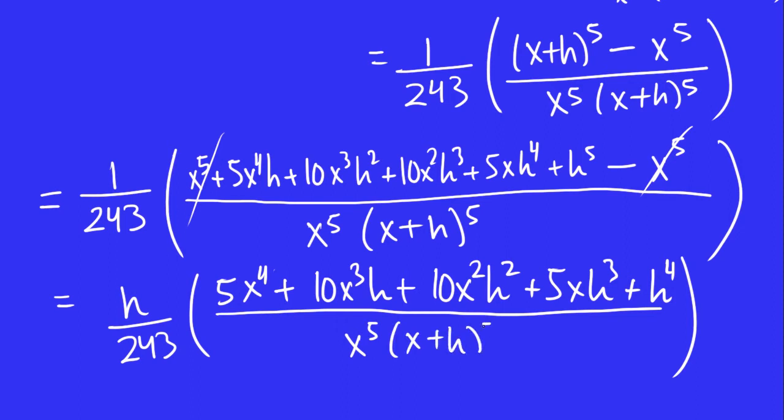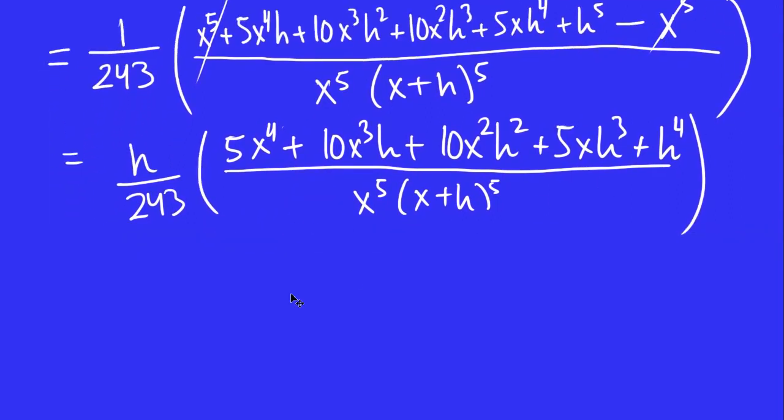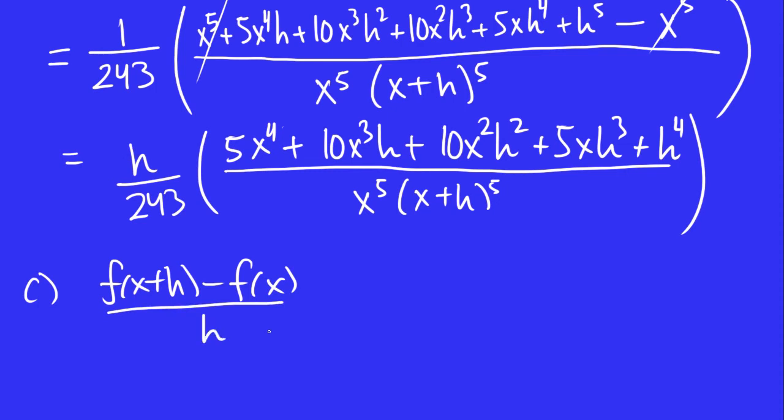And I think that's a good answer for part B. Let's now do part C. Remember what that was? It was this big complicated expression up here, which is just f of x plus h minus f of x. And now we have to put that over h, right? So we're basically dividing this thing by h.